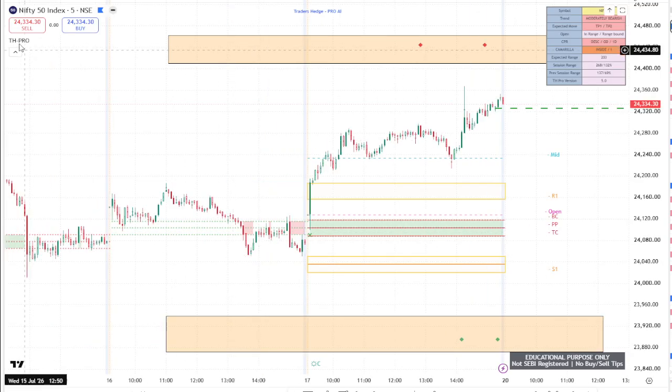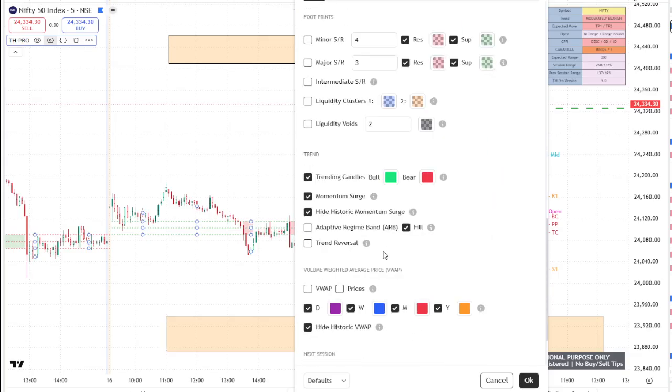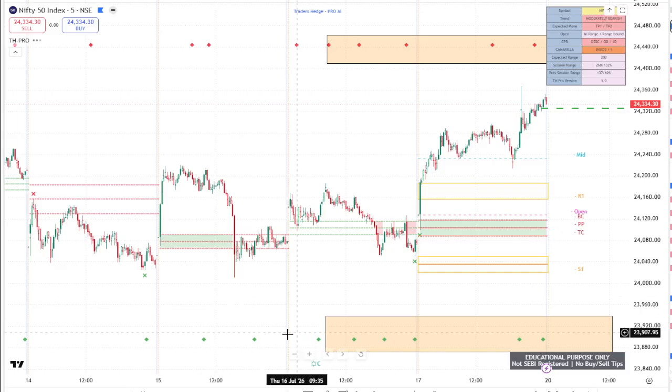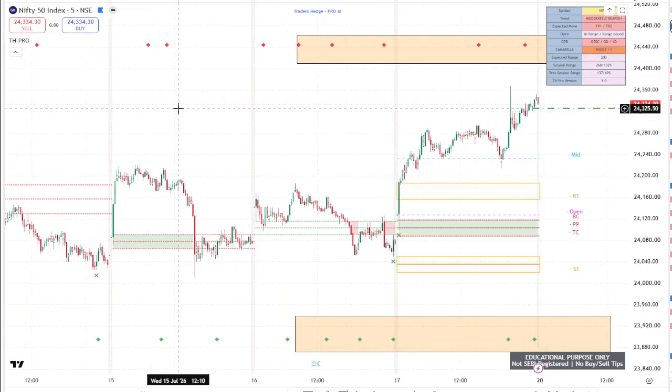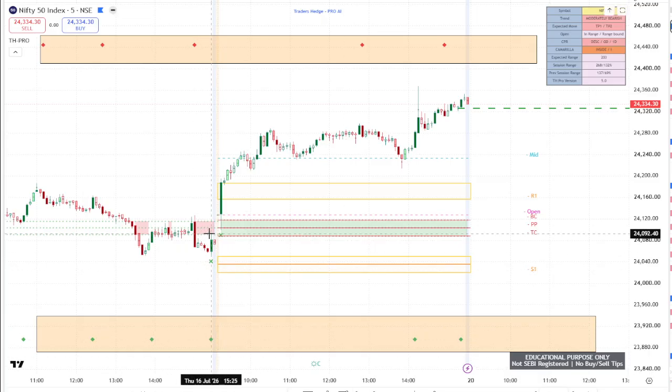But if you want to see the historic triggers, you just go here and uncheck hide historic. It will now plot the triggers from previous sessions, the momentum surge triggers. Why is this important? Let me explain. If you enable this, you can see yesterday during the market close, that is on Thursday during the closure, we got a bullish momentum surge and the high of that is taken out, and you can see a rally that is continuing on the opening.